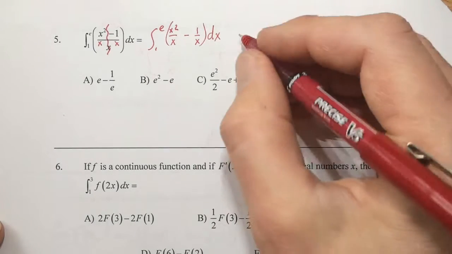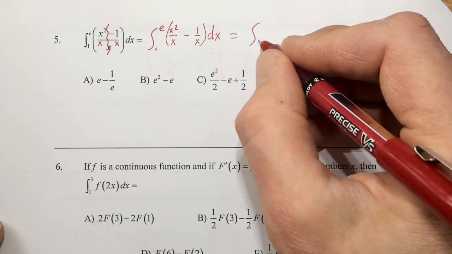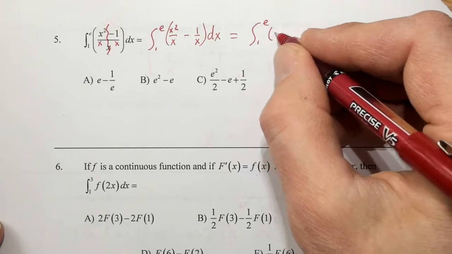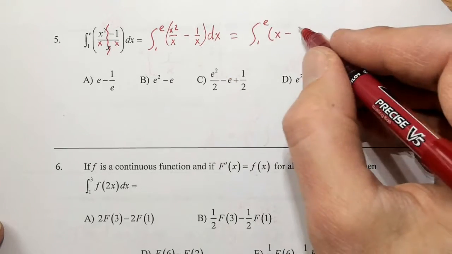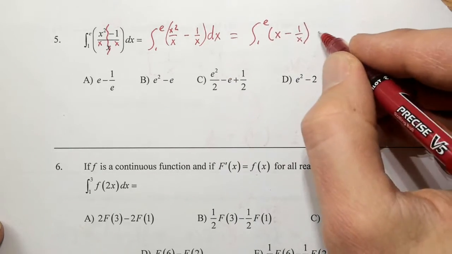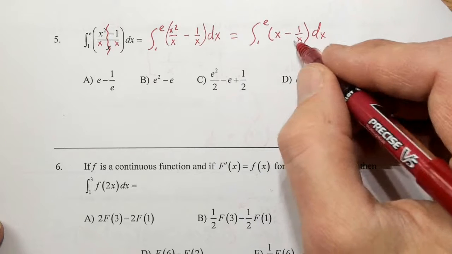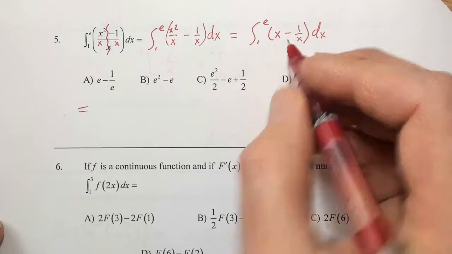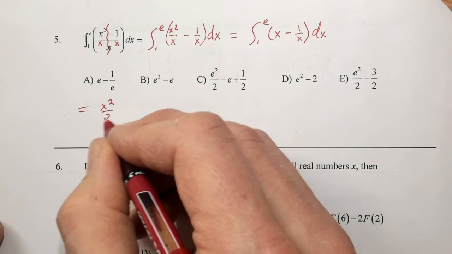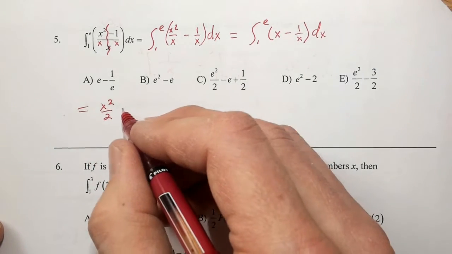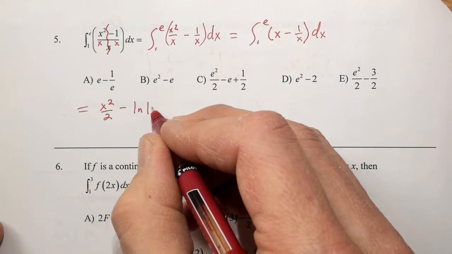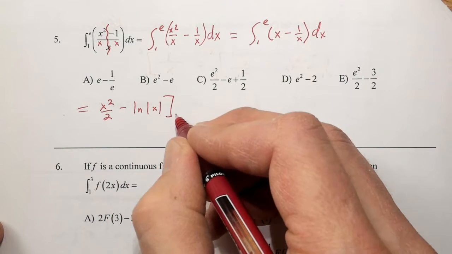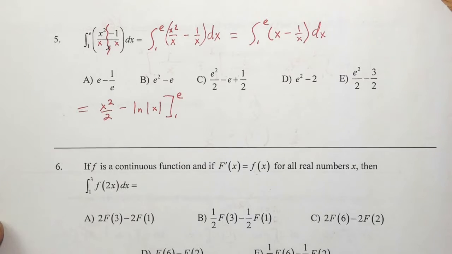Now, x squared over x simplifies to just x. So we have the integral from 1 to e of x minus 1 over x. That does not simplify, but that's okay, because these are two expressions connected by subtraction, which we can easily antiderive. So we can change the x to x squared over 2, and the 1 over x to the natural log of the absolute value of x, and that's being evaluated from 1 to e.